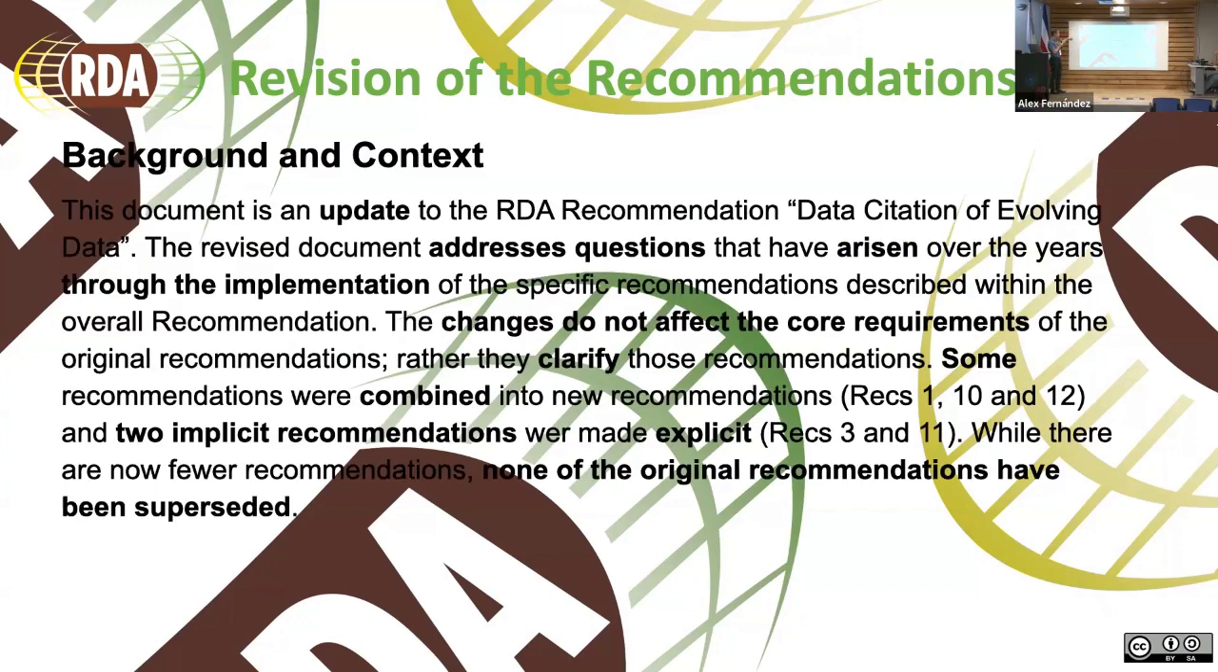Background and context. This document is an update to the RDA recommendations, Data Citation of Evolving Data, which was the old title. The revised document addresses questions that have arisen over the years through implementation of the specific recommendations. The changes do not affect the core requirements of the original recommendations. Rather, they clarify those recommendations. Some were combined, 1, 10, and 12. 2 implicit recommendations were made explicit, 3 and 11. While there are now fewer recommendations, none of the original content has been abolished. So it still covers the same context. That's just the background information, I guess. That's our internal versioning, basically, of the history. Next.